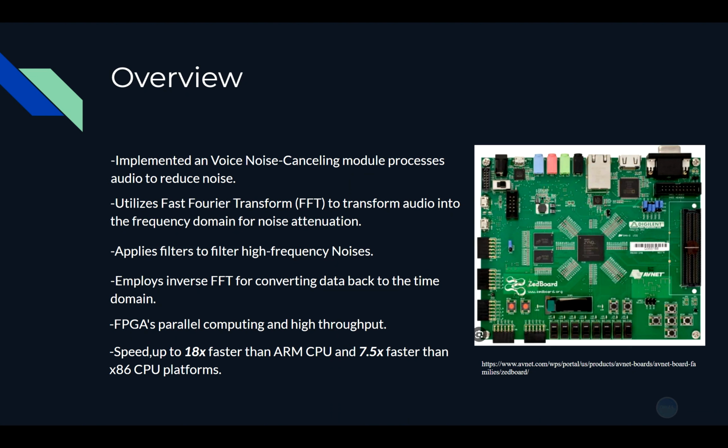We are using FPGA because the fast Fourier transform algorithm has intensive computation workload. So we are using FPGA for its parallel computing and high throughput ability. Finally, we are achieving 18 times faster than the ARM CPU platform and 7.5 times faster than the x86 platform.